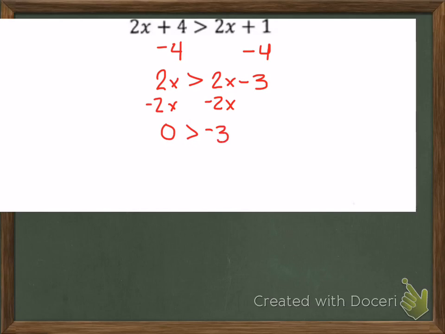Now 0 is greater than negative 3, but my variable terms have disappeared. This is a true statement. When we get a true statement in an equation, and we get a statement that's true with no variables, it's all real numbers. And that is true of inequalities as well. So where variable terms cancel out, we get 0 is greater than negative 3, which is true. So the solution set is all real numbers.